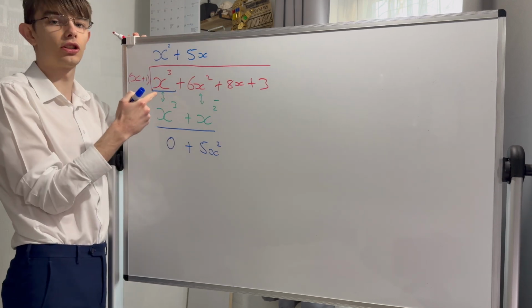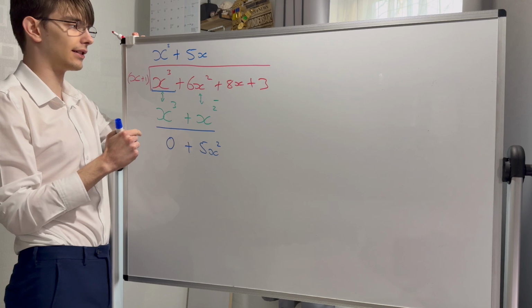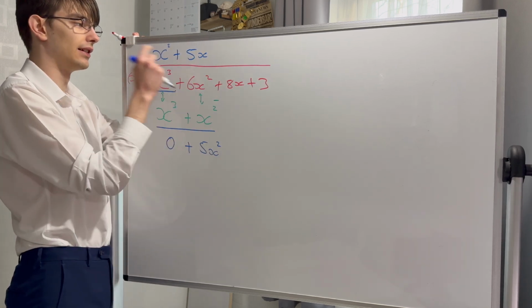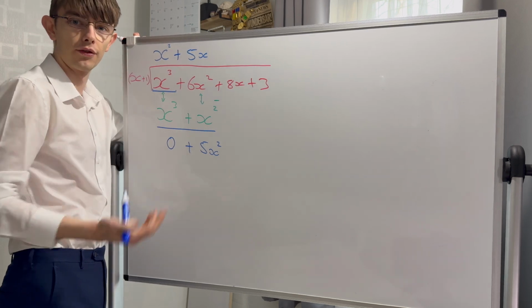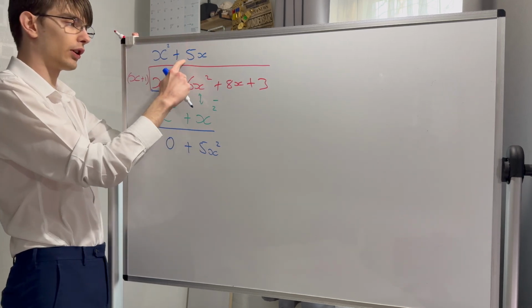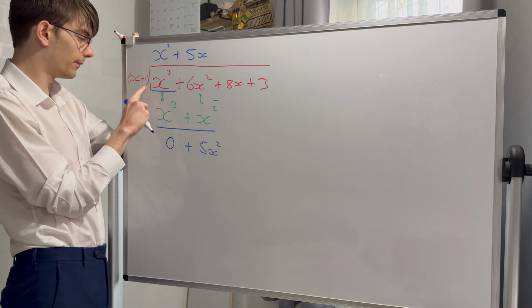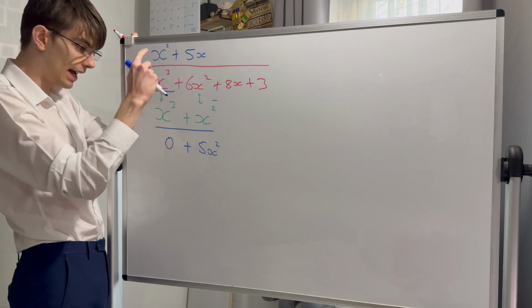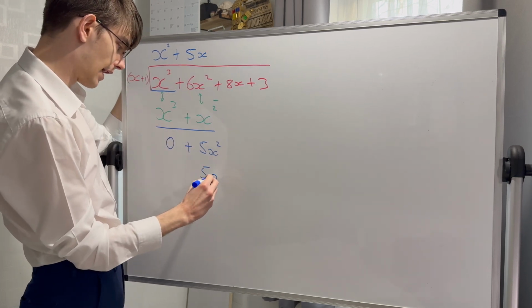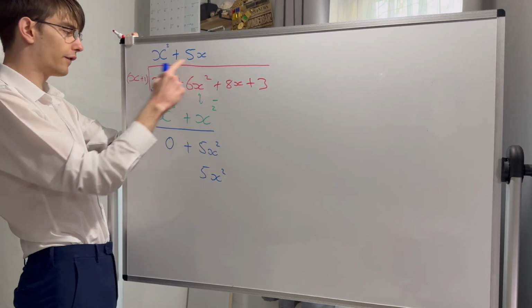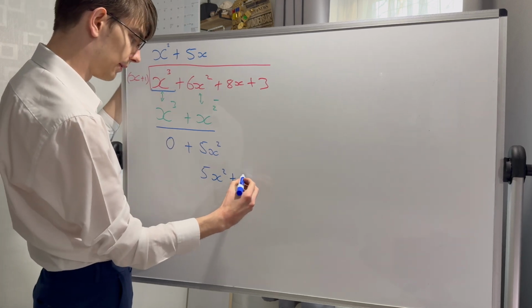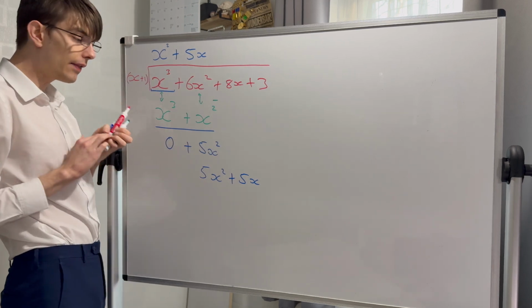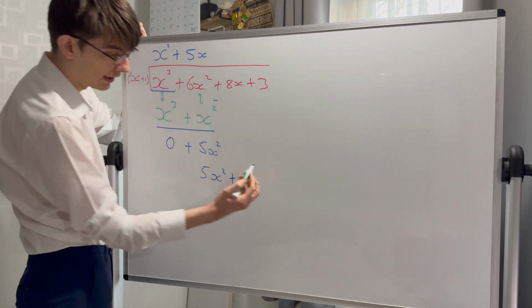Same thing I did to the x cubed: I divided it by x and I added it to the top. So here I've reset, I've divided this by x and I've added it to the top. And I'm going to go through the same procedure again. I'm going to take the thing on the top and multiply it by my divisor. So 5x times x is going to be 5x squared, and 5x times 1 is going to be plus 5x. And then, same procedure, I'm going to subtract.